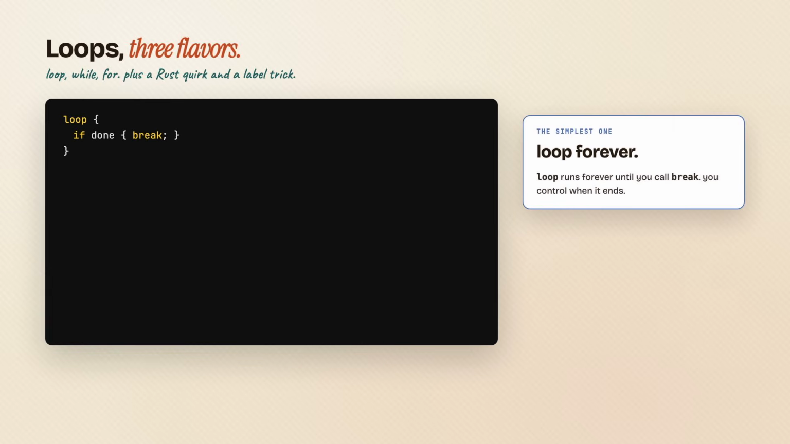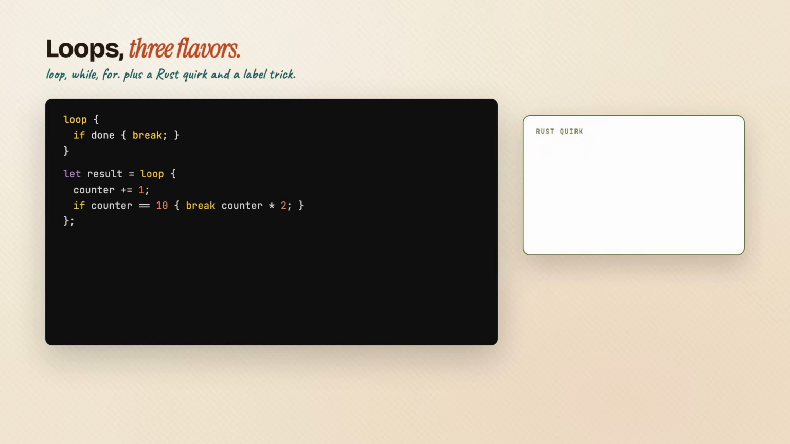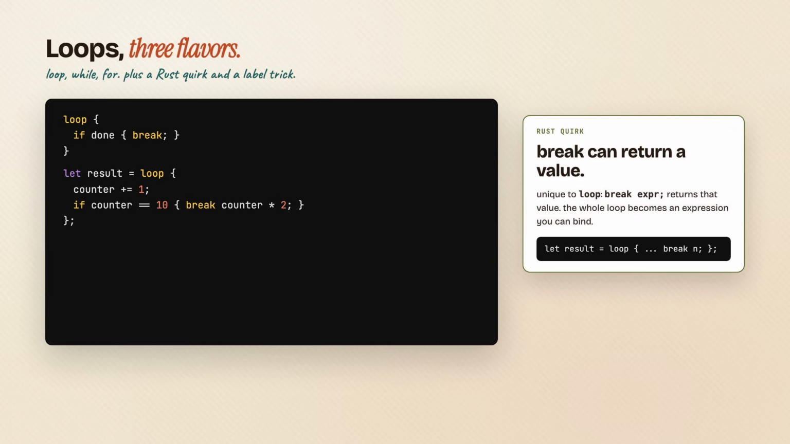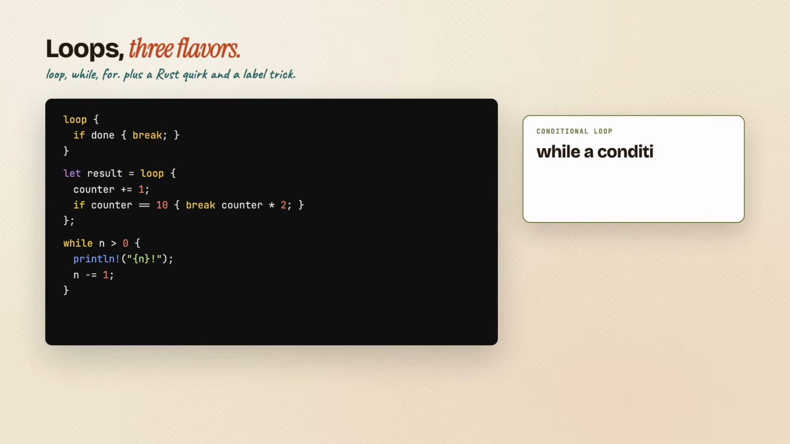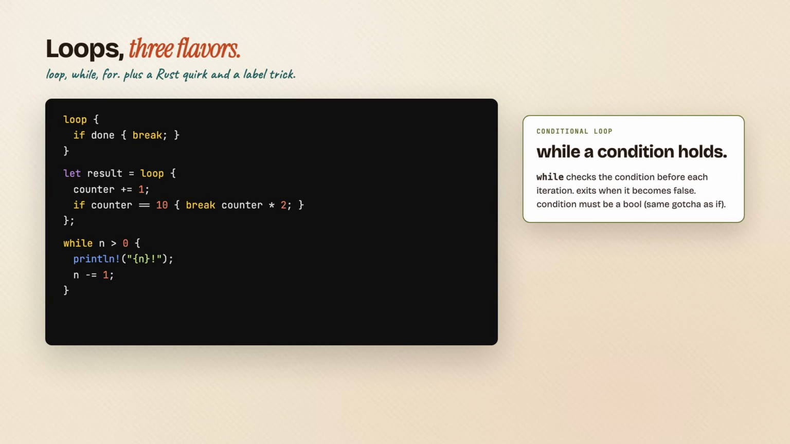There are three types of loops in Rust. First, loop just runs forever until you call a break, so you can decide when it stops. And here's a Rust quirk: break can return a value also. So you can run let result equals this loop within curly braces, and you can break it by reaching a certain counter, and the result is whatever the break gives back.